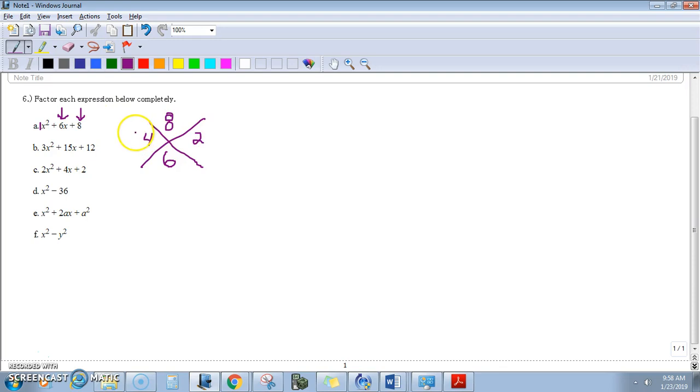And the reason why we don't have to use the box is because these numbers are both positive, so these are the numbers that go directly into our answer. So it would be x plus 4 times x plus 2. Okay? All right, what's next?